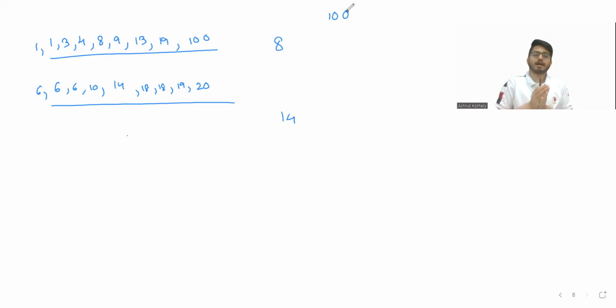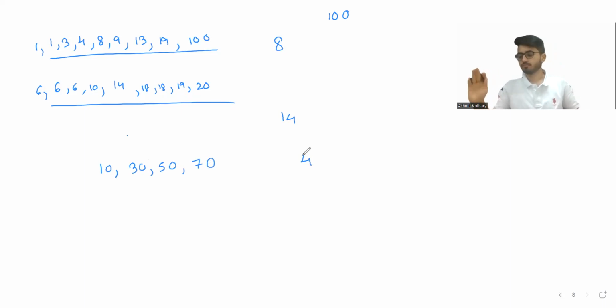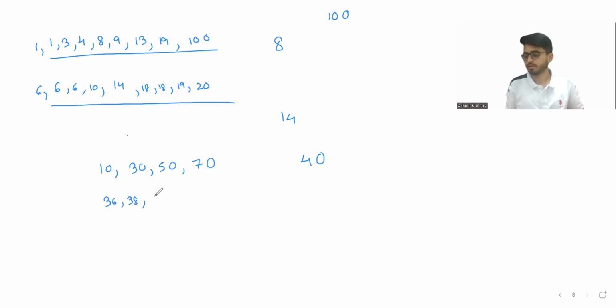So what we did right now was to find a central measure of location which can be used as a proxy for the entire data set. It could be now that two data sets have the same measure of location, but yet they could be different in their characteristics. For example, 10, 30, 50, 70. If I take the mean of it, it's coming out to be 40. Now if I take something like 36, 38, 42, 44, this is also having a mean of 40.